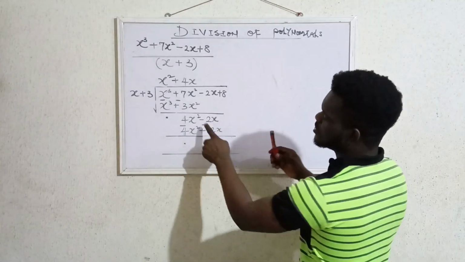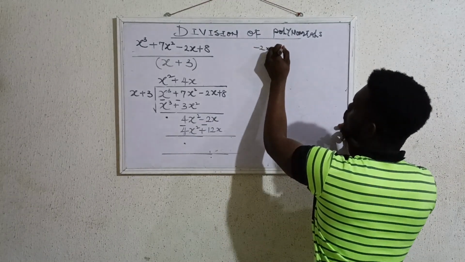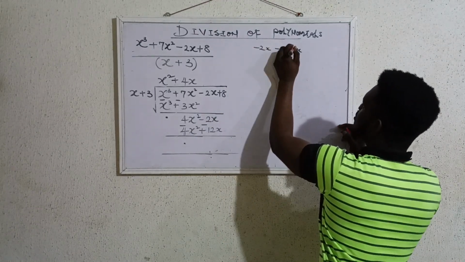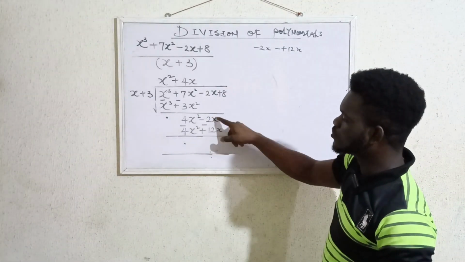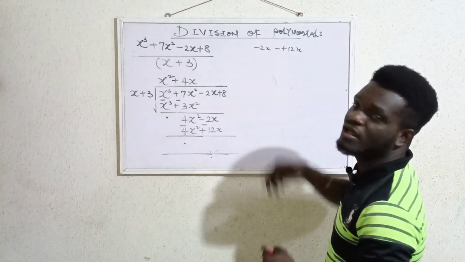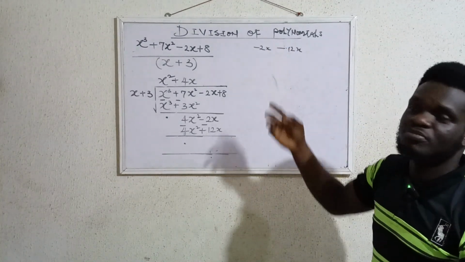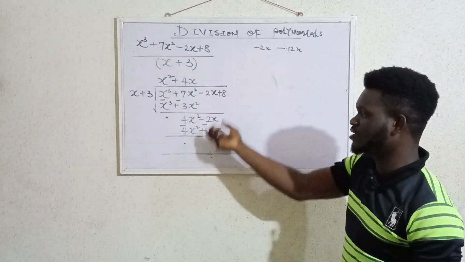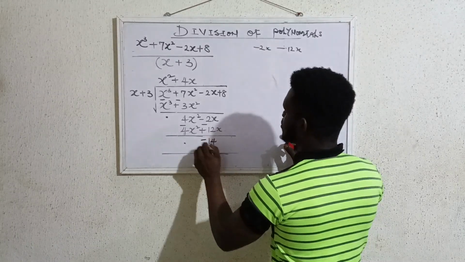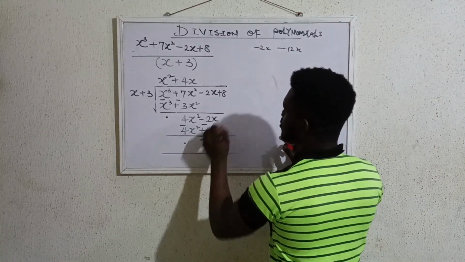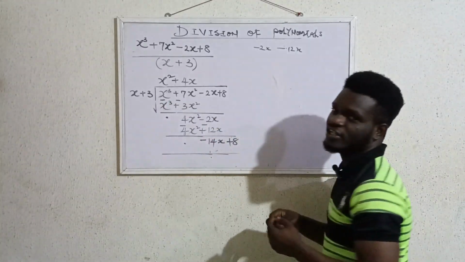Now what do we have here? If you want to arrange this, it means minus 2x minus plus 12x. That's what it simply means. Arrange it like this so that you can have a good understanding of it. Minus 2x minus plus 12x, and that minus times plus is going to give me what? It's going to give me the minus sign. So this is simply saying minus 2x minus 12x. So minus 2x minus 12x, we have minus 14x. Then what is left? Your plus 8. You drop it, which is the last number on the dividend.